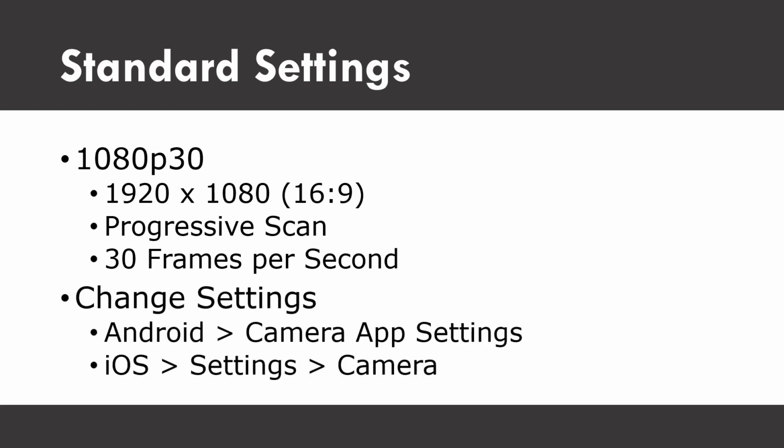You can adjust these on Android in the camera app settings, as I mentioned, and on iOS, you have to go to the general settings and then find camera.